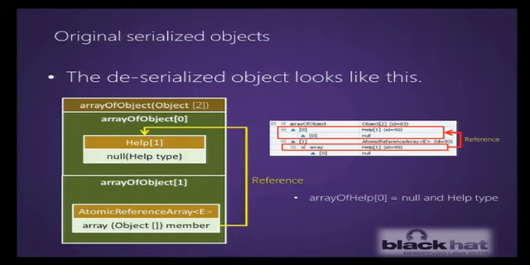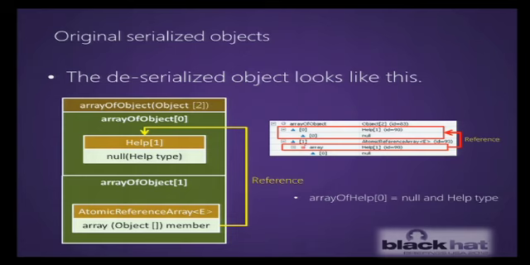If you look into the memory structure itself, this whole rectangle is the entire object read from the serialized data. It is an array of objects with two members: this one is the first member, index 0, and this one is index 1. Index 0 has its own array, a Help array, of size 1, and its first member is null. Array of object index 1 is of the AtomicReferenceArray type. This data type has a private member array, which is an object array, and it just references this Help array.